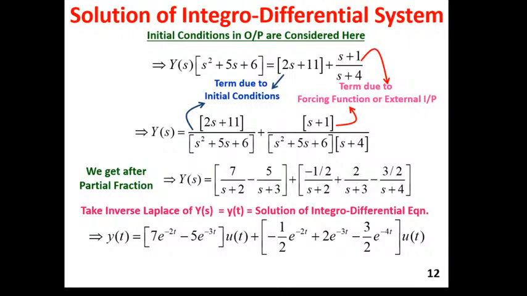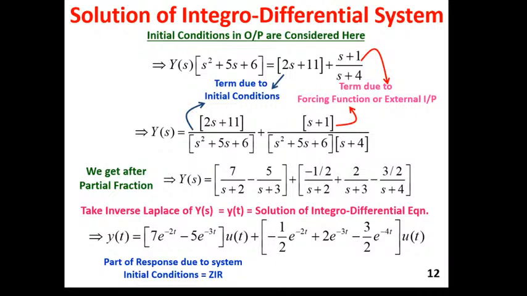Okay, the solution has two parts. The first part is due to the initial conditions, the response we are getting for the system. So y(t) has two parts, 7 e raised to minus 2t minus 5 e raised to minus 3t. This is generated by that 2s plus 11 by s square plus 5s plus 6. This part is due to the initial conditions, whatever y(0 minus) and y dot (0 minus) were given, that part has produced this 2s plus 11 by s square plus 5s plus 6, or the 7 e raised to minus 2t minus 5 e raised to minus 3t part.